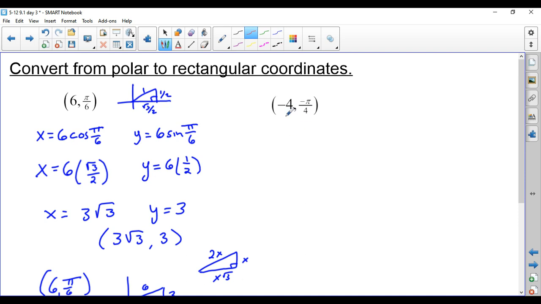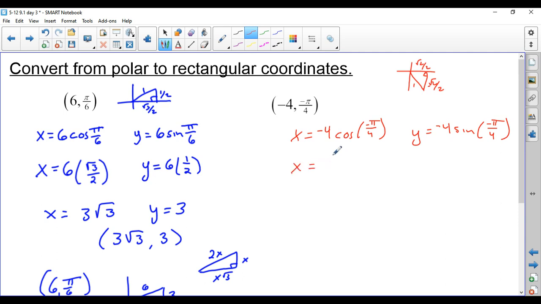Over here, I have the point -4, negative pi over 4. If I plug into the equations, x equals r cosine theta, and y equals r sine theta. I have to find the sine and cosine of negative pi over 4, which is down in fourth quadrant at a 45-degree angle. So again, if we make the hypotenuse 1, these legs are root 2 over 2 and root 2 over 2. I'm going to plug in here, and I have to be careful if I'm going down, make sure I make that side negative.